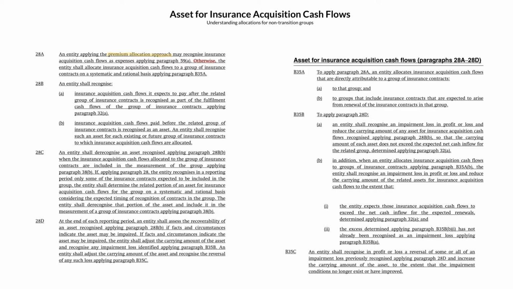So if you're applying the premium allocation approach, let's just say you have a group of contracts. Okay, so this is the group, and this is PAA. And if you have this group, and let's just say you've associated, and I'm not going to allocate anything for the time being, I'm just looking at paragraph 28A.